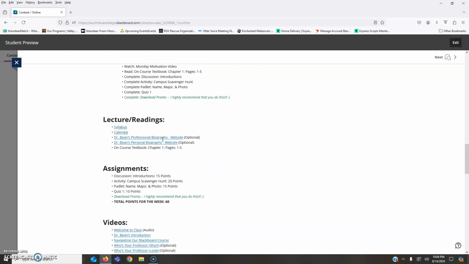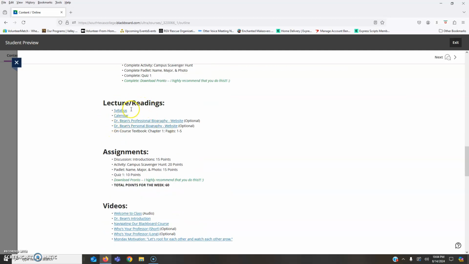Okay, so whenever you come down and the week is broken down into its individual components, if it ever has something that's blue and underlined, like a hyperlink, that means when you click on it, it's actually going to take you to, for example, if I click on the syllabus, it's going to take you to my OneDrive files, and you can read the syllabus.